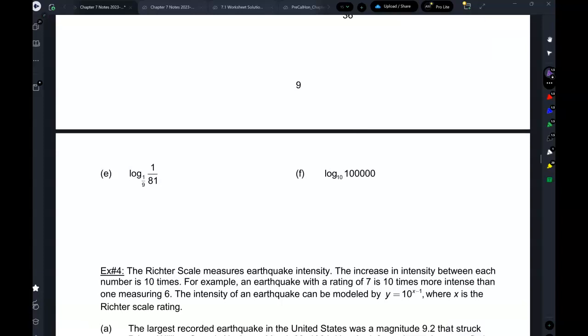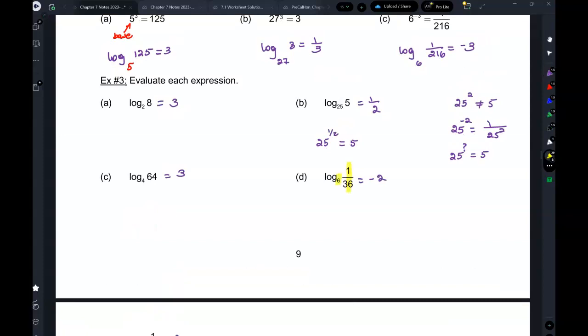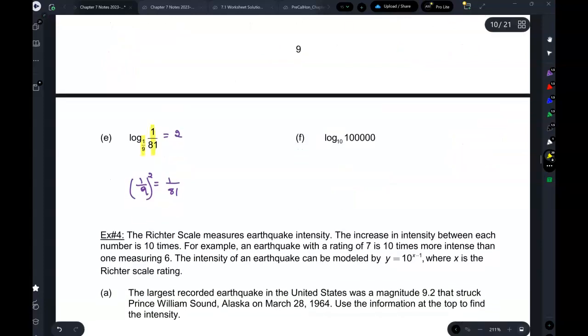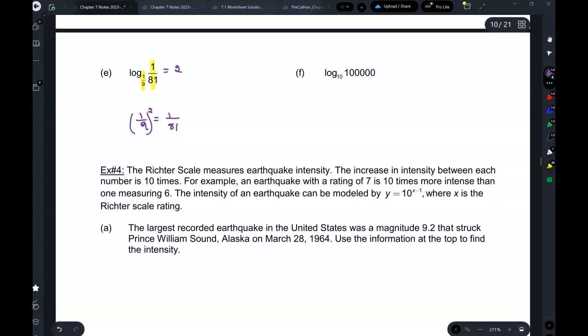Okay. Log base 1 over 9 of 1 over 81. It's just 2, right? Because 1 over 9 to the power of 2 is 1 over 81. So take a look at what happened here. When we went between a whole number and a fraction, the answer was negative. But when we go from fraction to fraction, no need for a negative. Okay? All right. Log base 10 of 100,000. How much is that? 10 to the power of what is 100,000? 5. It's the number of zeros. 1, 2, 3, 4, 5. All right?